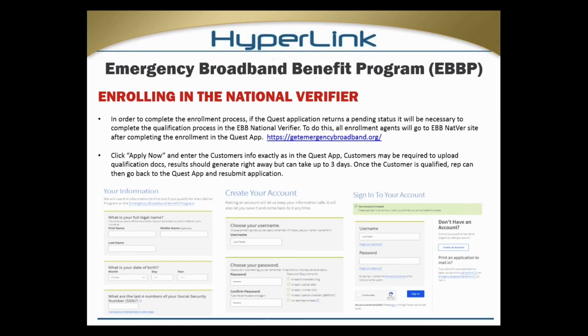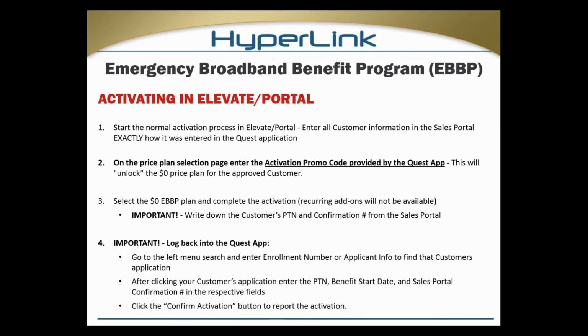The customer will receive an email letting them know that their application was approved. And once that happens, you're going to go back to the Quest app and reject that application and submit the application again. You're going to resubmit the application. And once approved, which it should be approved, you're going to follow your normal sales process in the sales portal.